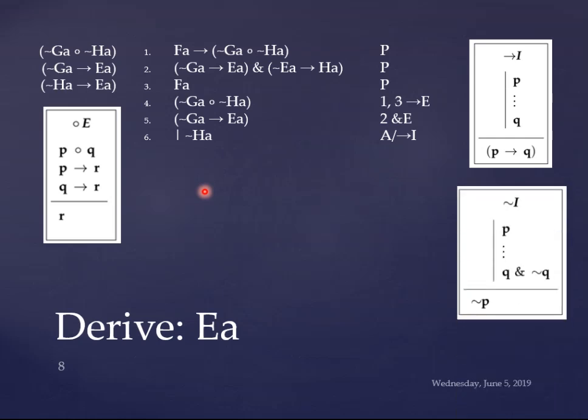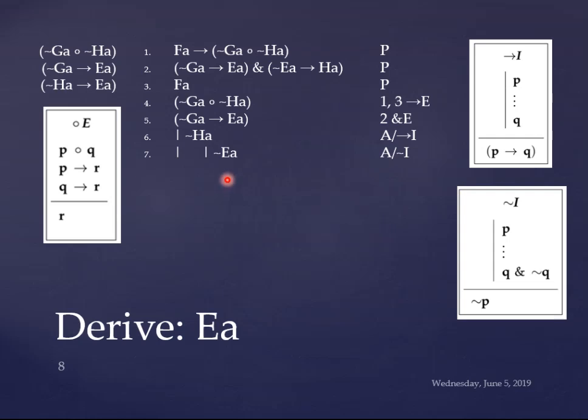What negation introduction tells me to do is to assume the very opposite of my target, which is not EA. So I have to start another subderivation, so I indent a little bit more, and I note to myself that I'm assuming that for negation intro, for reductio. Up here, I assumed this for conditional proof. So my notation here corresponds to the names of the strategies that I'm invoking.